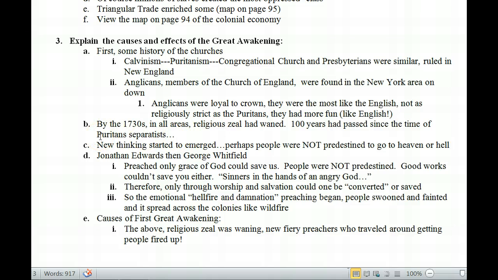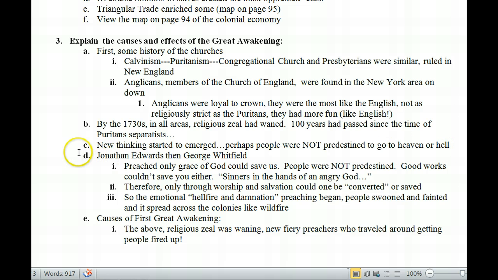But time goes on. By the 1730s, in all areas, even in New England, religious zeal had waned. Means gone away, kind of. 100 years have passed since the time of the first Puritan separatists. New thinking started to emerge. Perhaps people were not predestined to go to heaven or hell, and you had no control over it.